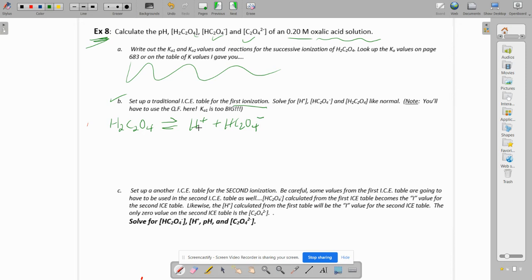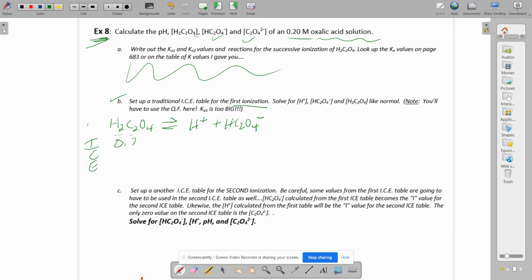Okay, so we broke off our first H plus, and then this guy, HC2O4, it was neutral. You lost an H plus, so it has a minus charge. Be really mindful of those charges. All right, so if this is the acid, HC2O4 minus is the first conjugate base. Okay, so we'll go ahead and set up that ice table.